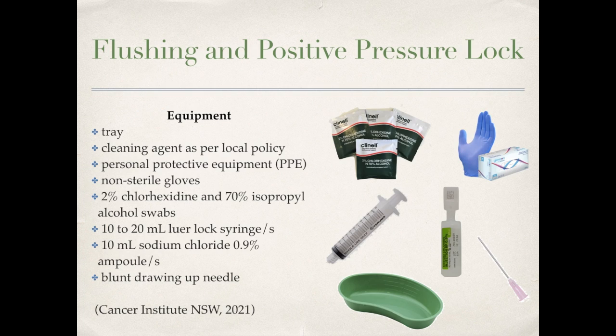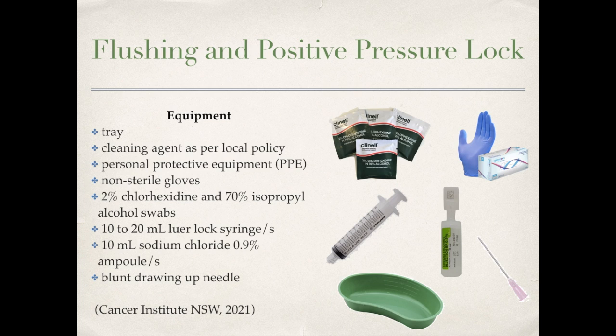The most effective way to avoid occlusions is to flush and positive pressure lock the device. And you want to be doing this before accessing and also when you're deaccessing any of the lumens. You also do it usually routinely every 8 hours if the lumen isn't in use. This just keeps it patent and stops any occlusions forming. Before flushing and locking a device, make sure that you're following your local policy and procedures because the equipment may differ and also the protocols may be different.